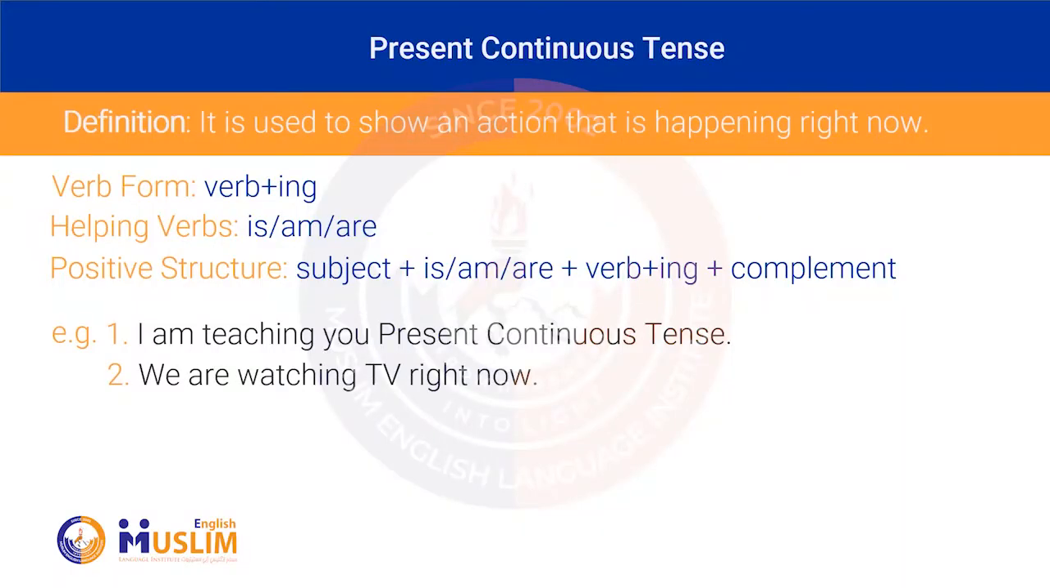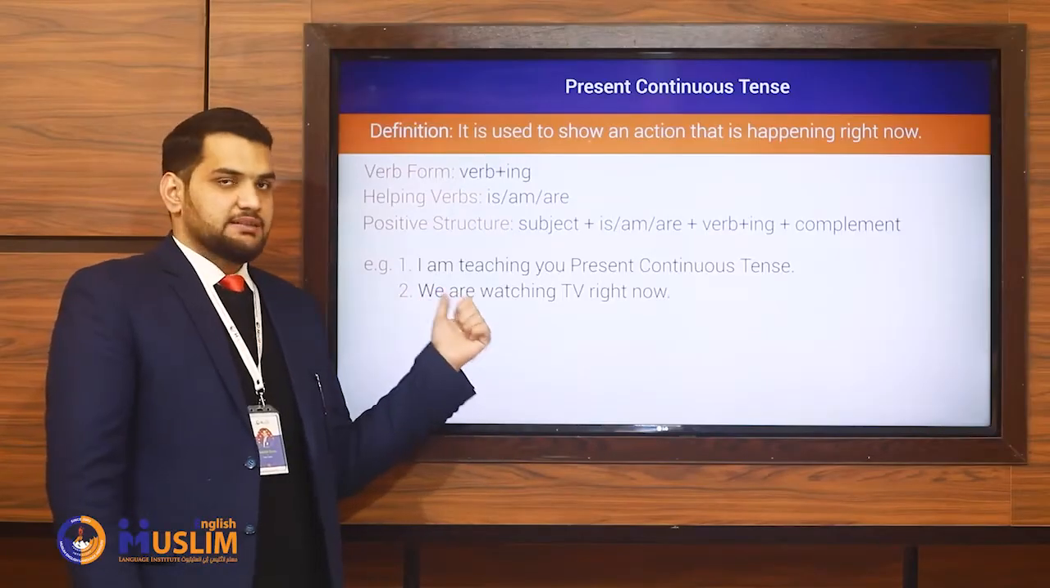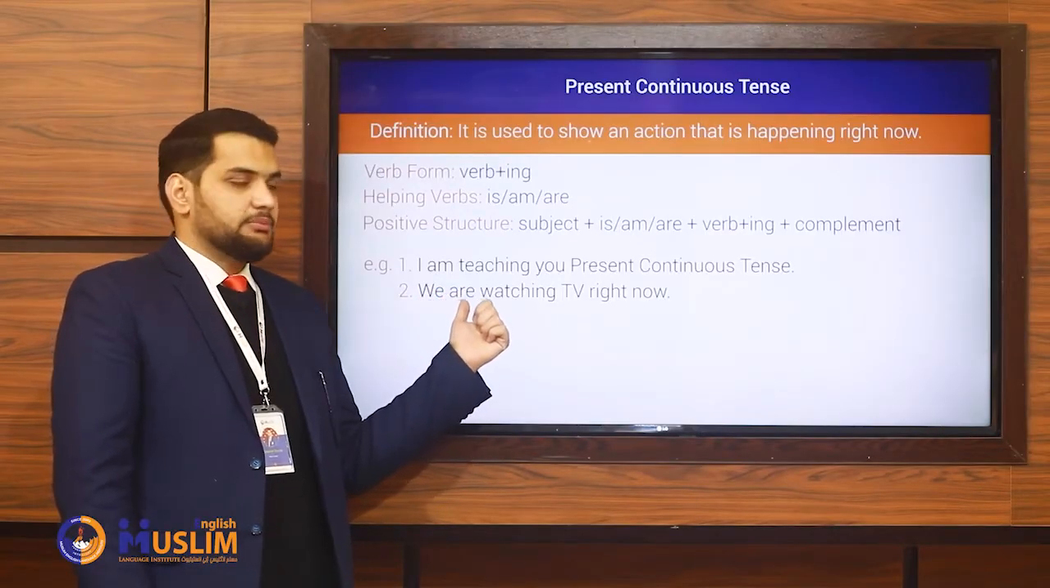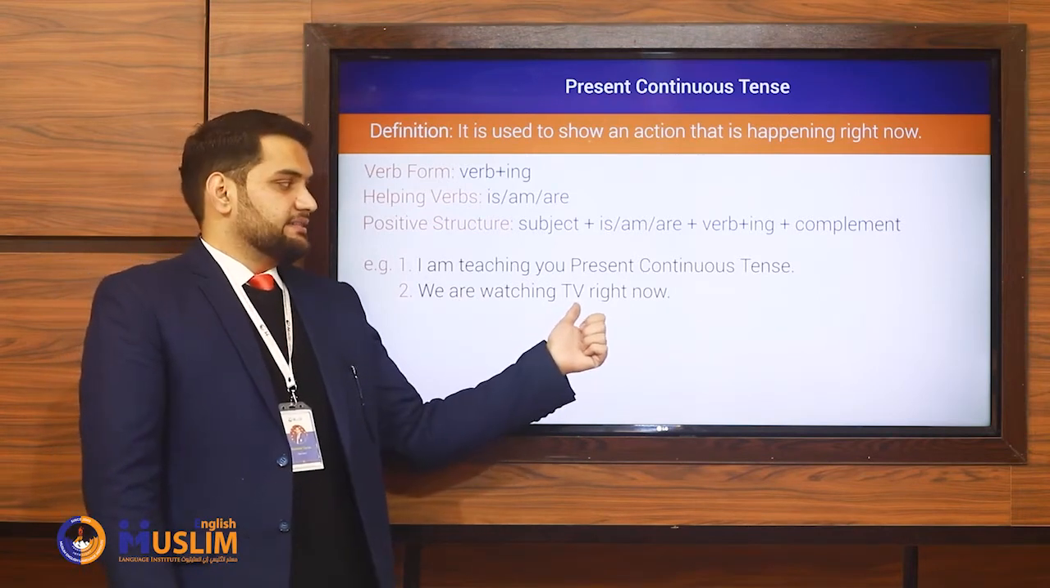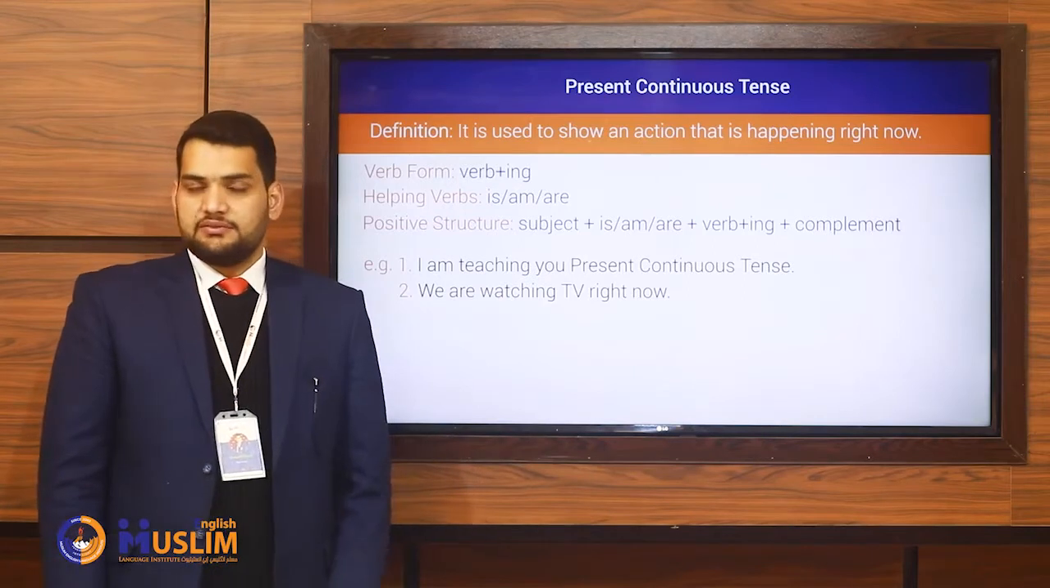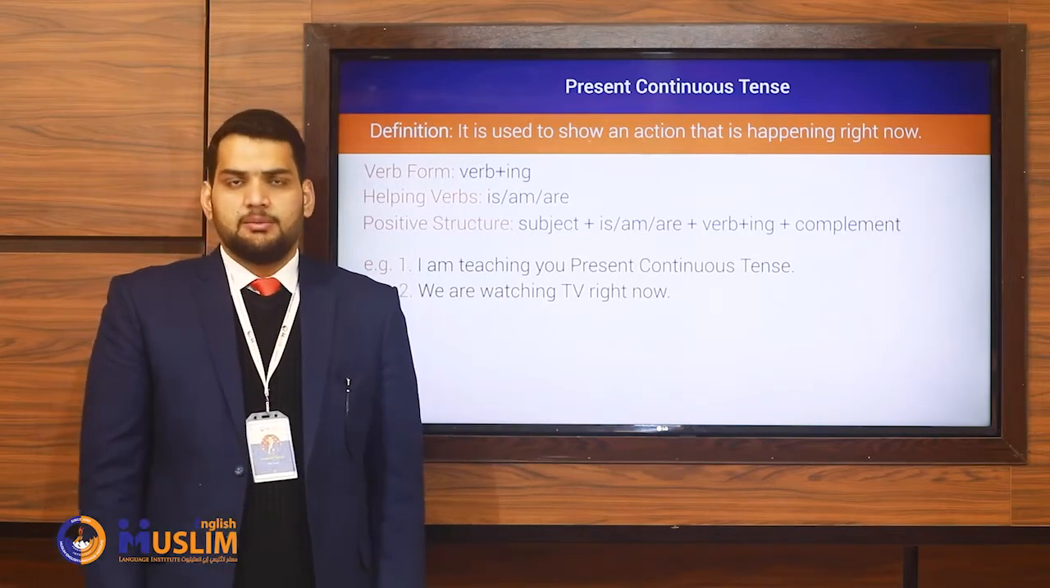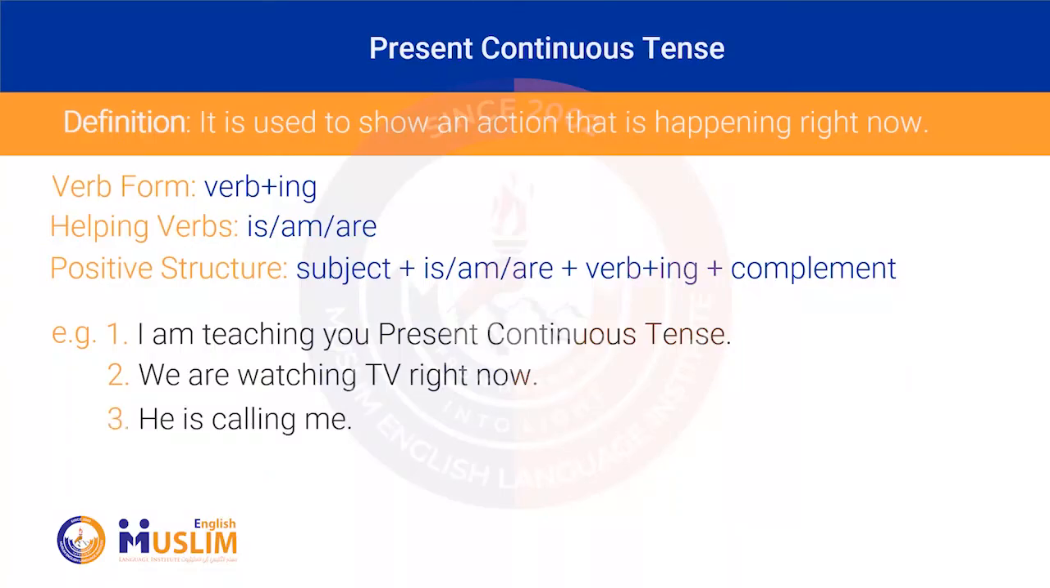Another example, we are watching TV right now. We is the subject, are the helping verb, watching the main verb or the verb ing, and TV right now is the rest of the sentence, or you can also call it the complement. He is calling me. They are doing an exercise now.